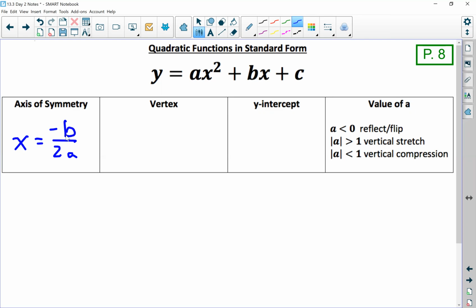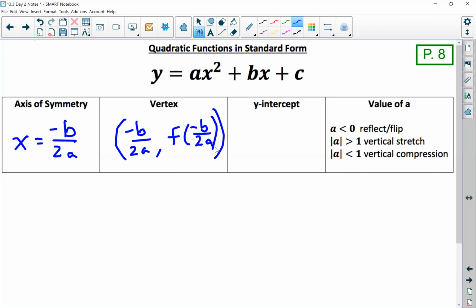And then for the vertex, that value is our x coordinate. And for the y coordinate, we take that value for x and plug it into our function. And to signify that, we call it f of the opposite of b over 2a. So a little bit more work to get to the vertex if we're in standard form.